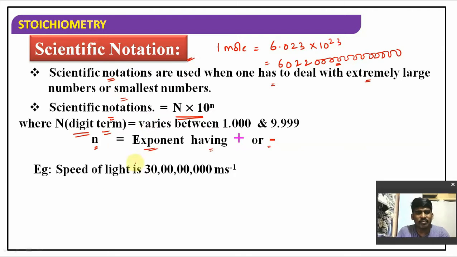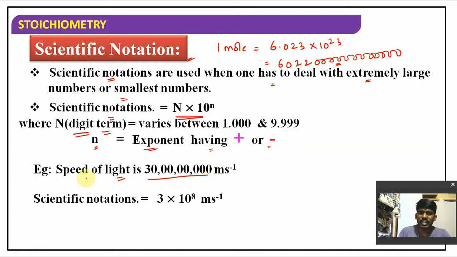If you see it in an example, the speed of light is, right, this is the value given. The same speed of light you can express in scientific notation if you adjust the decimal to the left side. Remember guys, whenever you are adjusting the decimal to the left side, the exponent becomes positive. Whenever you are adjusting the decimal to the right side, the exponent becomes negative. So you have to remember this LPRN shortcut.